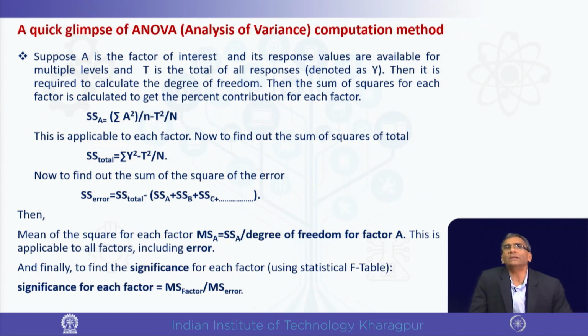So, here we need those concepts, and this treatment requires a statistical computation where the sum of squares concept, and there is also a concept of your mean sum of squares. So these are the things. Error, as I said, is the sum of squares of total minus the sum of squares of individual factors, which are the components in this case.